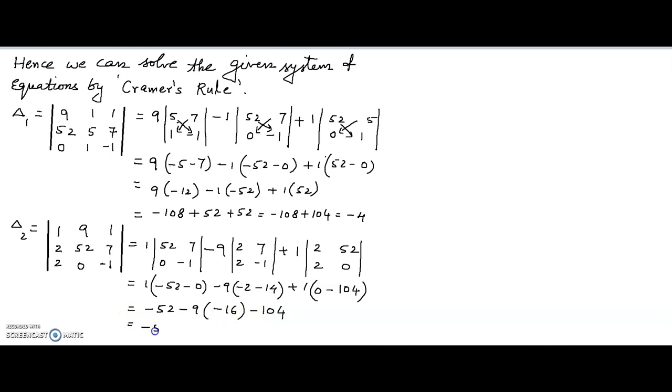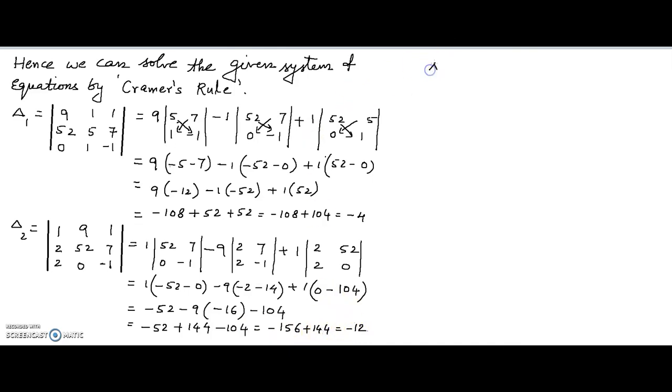So we have minus 52. Minus into minus will be plus. 16 into 9 is 144 minus 104. So we have minus 156 plus 144. Minus 156 plus 144 is equals to minus 12. So the value of delta 2 is minus 12 now.